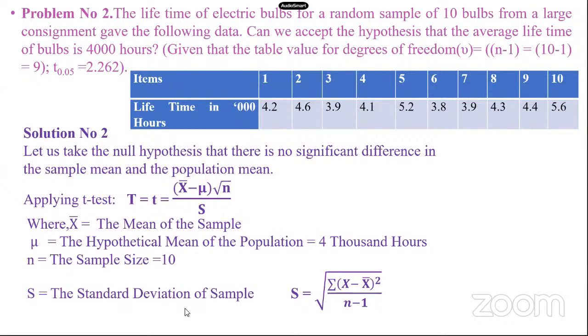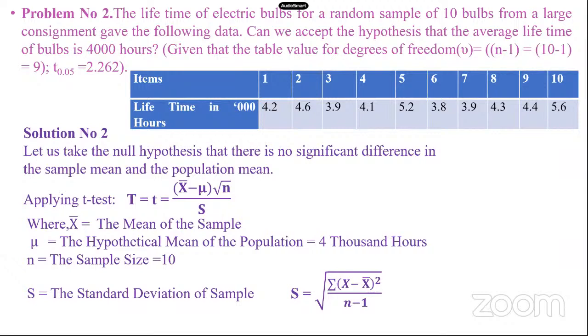This is problem number 2. The life time of electric bulbs for a random sample of 10 bulbs from a large consignment gives the following data. आपल्याकडे खूप मोठं बल्बचं कन्साइनमेंट आहे, पार्सल आहे. त्यामध्ये आपण 10 बल्ब रॅन्डमली सॅम्पल केले. Can we accept the hypothesis that the average life of bulb is 4000 hours?